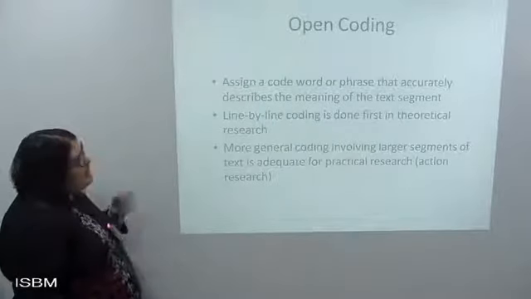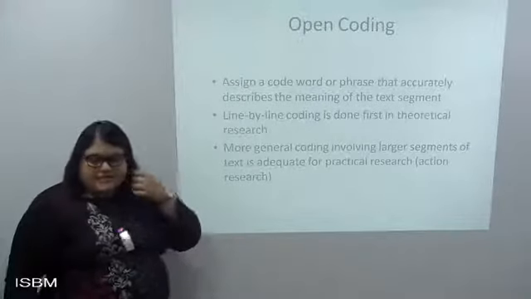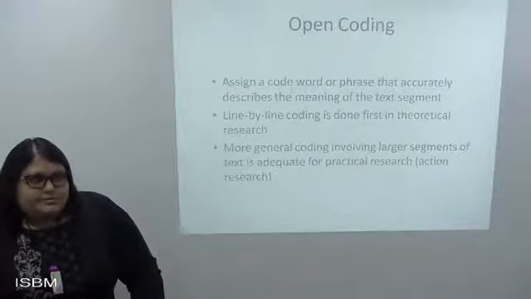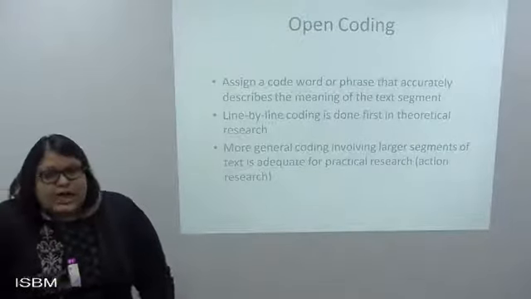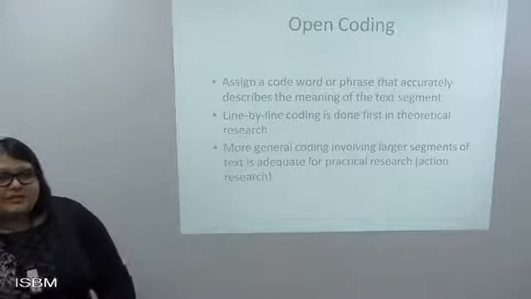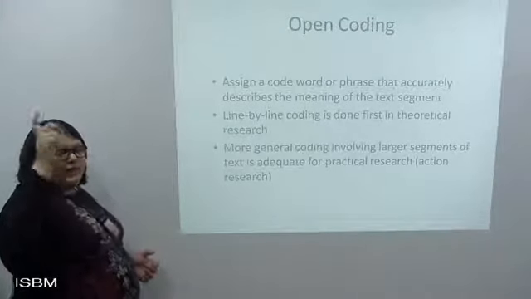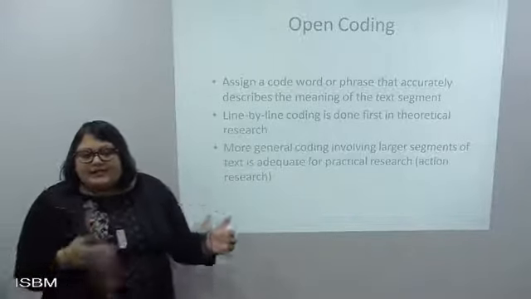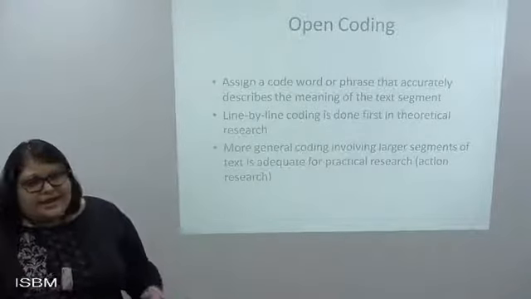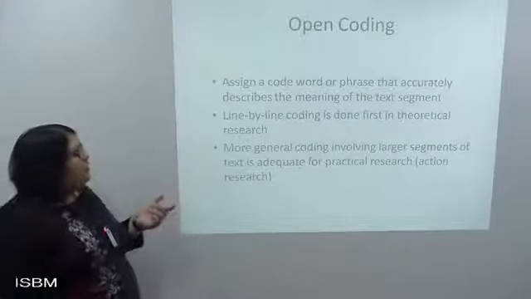Assign a code word or phrase that accurately describes the meaning of the text segment. So, if I have to code certain samples which I know are meant for cleaning the dishes, I will directly code it as the dishwashers. So open coding implies that you are using the word. When I use the word dishwasher, under it fall categories like Prill, Wheel and OK and whatnot. All the dishwashing detergents that you use would fall under one category.